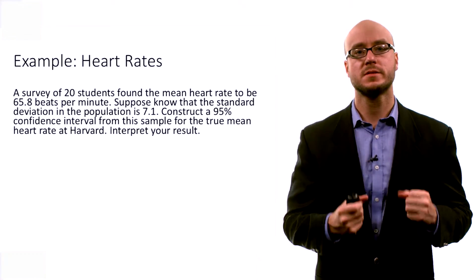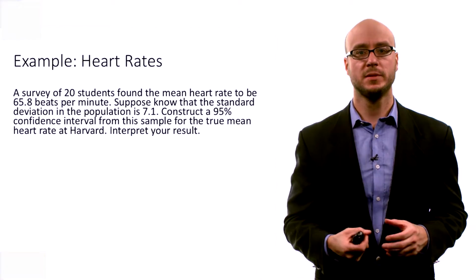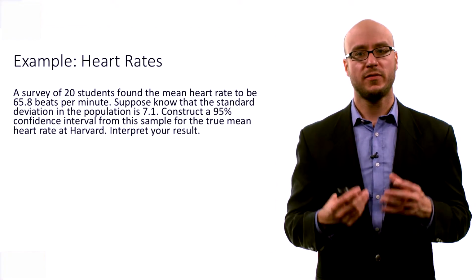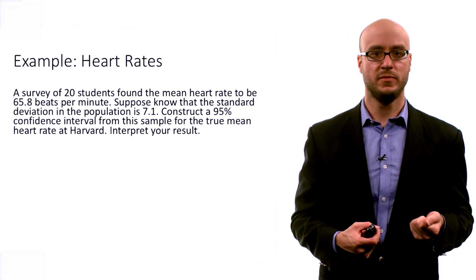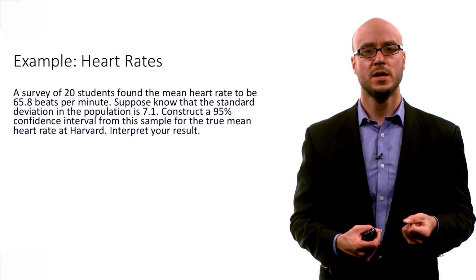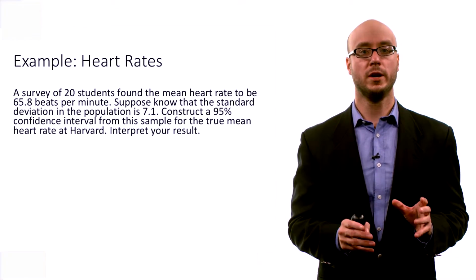All right, so let's put all of this together about confidence intervals by looking at a few examples. So let's look at heart rates. Suppose we have a survey of 20 students. These students are randomly selected, and we find that the mean heart rate of this sample is 65.8 beats per minute.